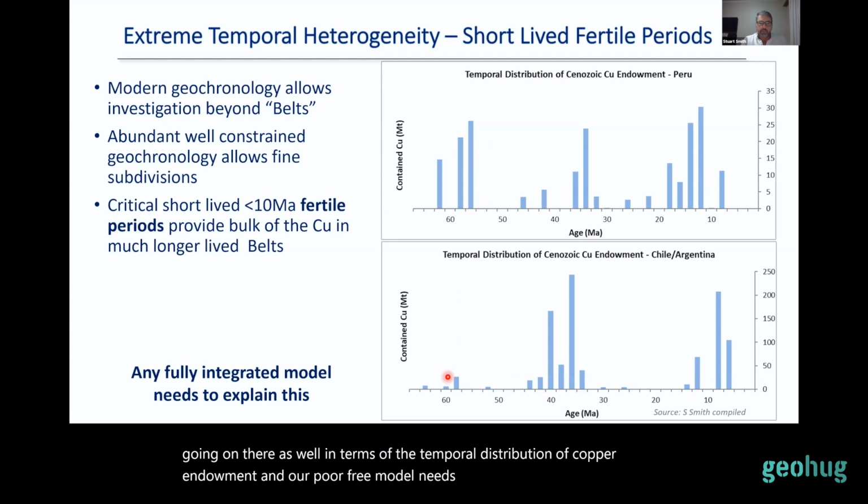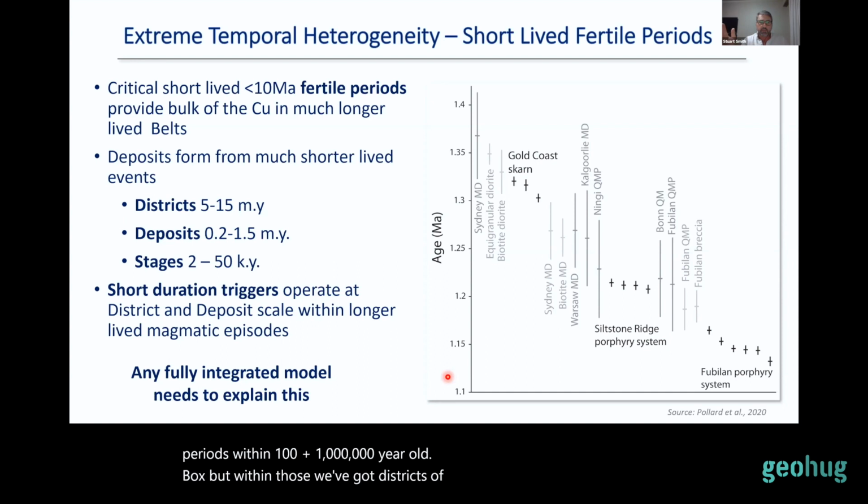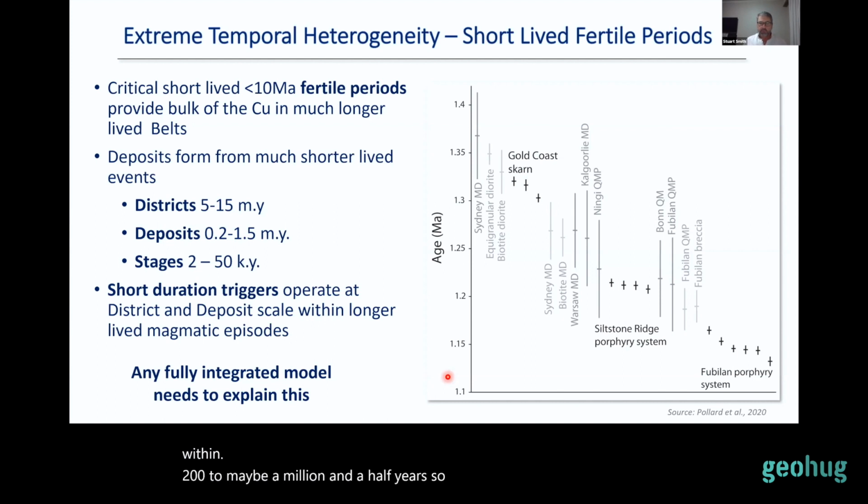If we drill down even further on the temporal side, we've got those critical 10 million year fertile periods within 100+ million year old arcs. But within those, we've got districts of the order of 5 to 15 million years, so short-lived within the overall arcs. But we've got deposits that typically form within 200,000 to maybe 1.5 million years. So again, really heterogeneous distribution there.